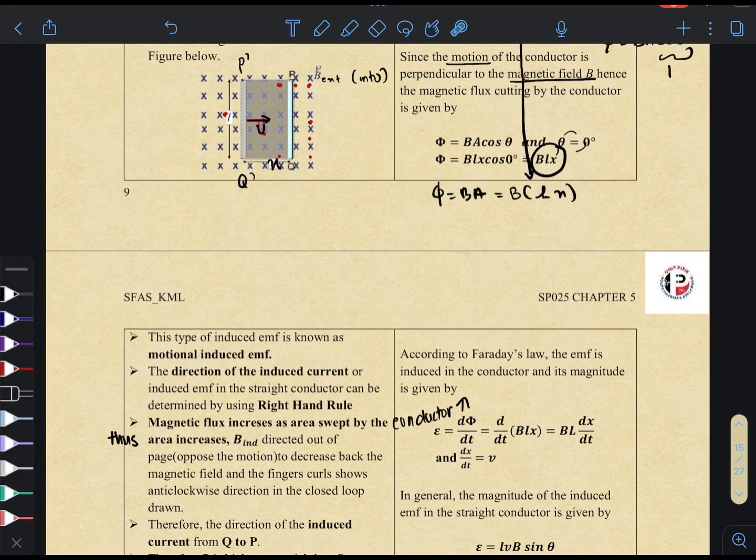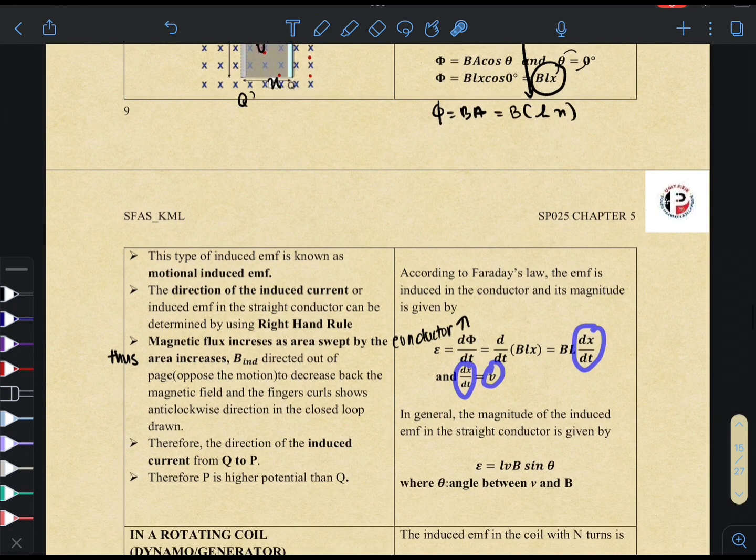Alright, so according to Faraday's law, the EMF is induced by the conductor and its magnitude is given by, because you are swiping it, EMF equals d flux over dt. Your flux is BLX, so you substitute that in and you get BL dx over dt. The magnetic field did not change, and the length of the conductor does not change. The distance we swipe is what is changing. You are slowly increasing the distance. From no swept distance, now we have a distance, so your distance here changes, dx over dt. Dx over dt is V, velocity.